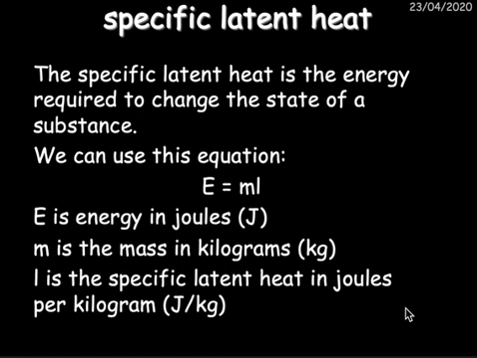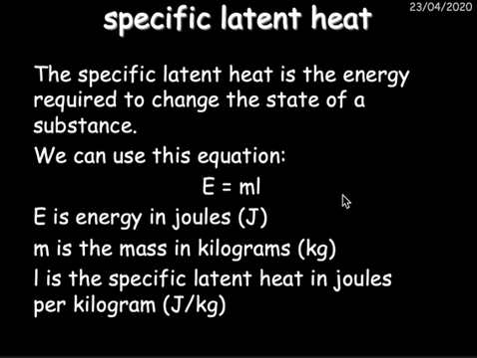So for both of those cases, we can use this equation here. So the specific latent heat is the energy required to change the state of a substance, and we can use this equation here. So this is energy, and energy is measured in joules. This is mass, and mass is measured in kilograms. And then L is the specific latent heat in joules per kilogram. So we have this equation: energy equals mass times specific latent heat.